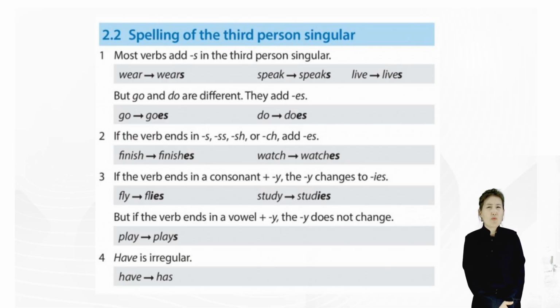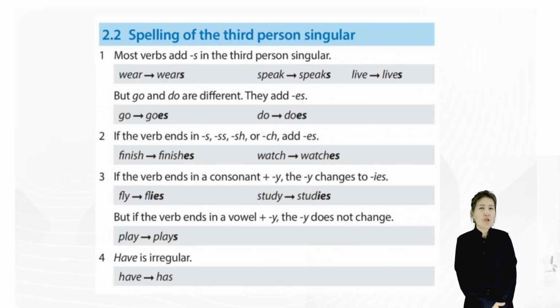If the verb ends with s, double s, sh, or ch, add es: finish, finishes, watch, watches. Leave, leaves. Third, if the verb ends in a consonant plus y, the y changes to ies: fly, flies, study, studies. But if the verb ends in a vowel plus y, the y does not change: play, plays. Have is irregular: have, has.